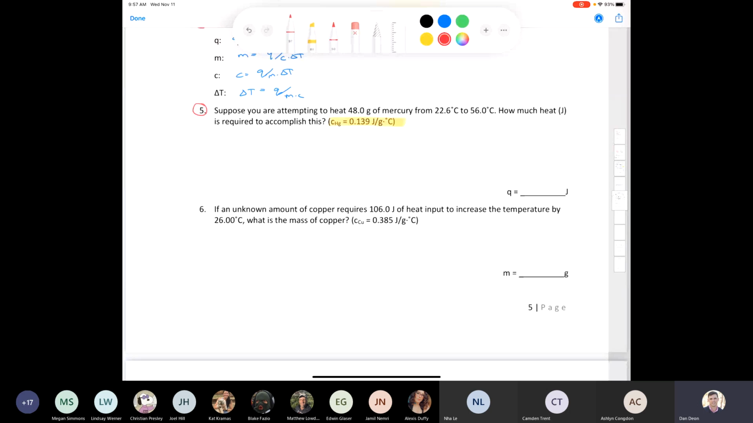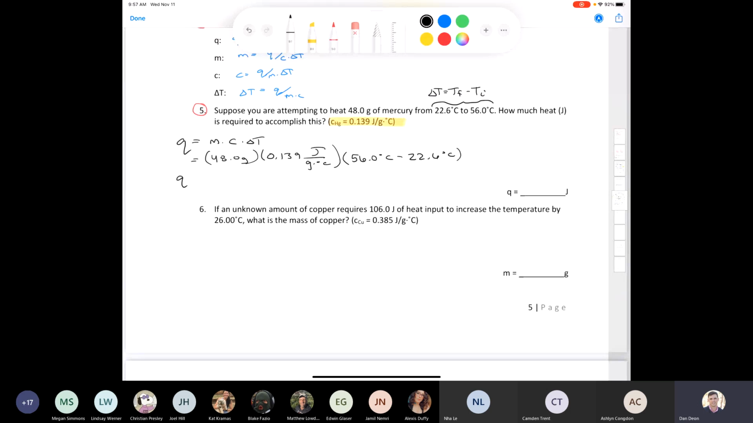Well, in order to solve this problem, you're going to use the formula Q, which is heat, is equal to mass times specific heat times delta T. We are given a mass, which is 48.0 grams. We're given the specific heat capacity, 0.139 joules per gram degree Celsius. And we're going to calculate our delta T from here, right? Our delta T is going to be equal to our TF minus our TI. We're starting out with a final temperature, which is 56.0 degrees Celsius, and we're subtracting 22.6 degrees Celsius.